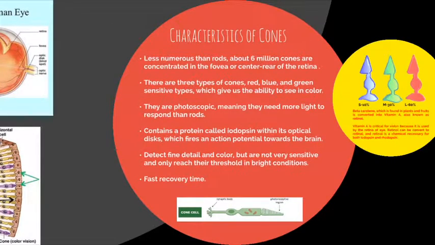Cones, however, are less numerous than rods, and there are about 6 million cones concentrated in the fovea, or center rear of the retina. There are three types of cones: red, blue, and green, which all give us the ability to see in color. They are photopic, meaning they need more light to respond than rods. They contain a protein called iodopsin within their optical discs, which fire an action potential towards the brain. They detect fine detail and color, but are not very sensitive and only reach their threshold in bright conditions.